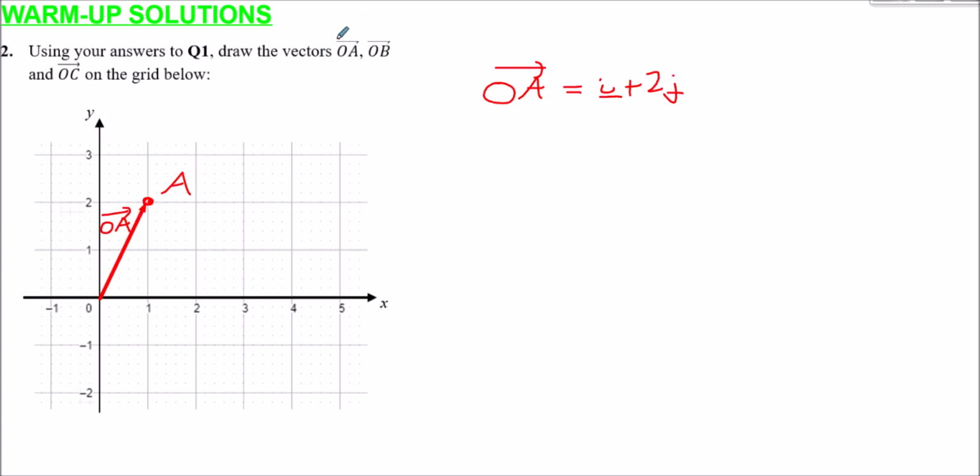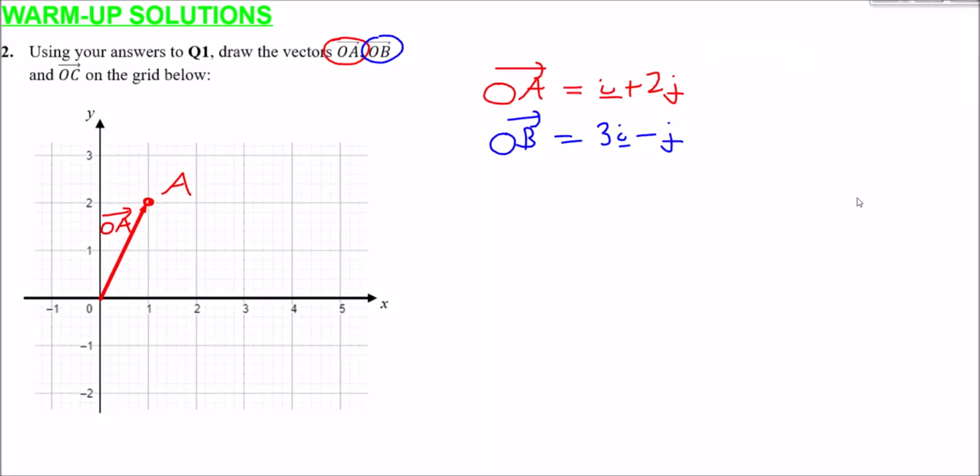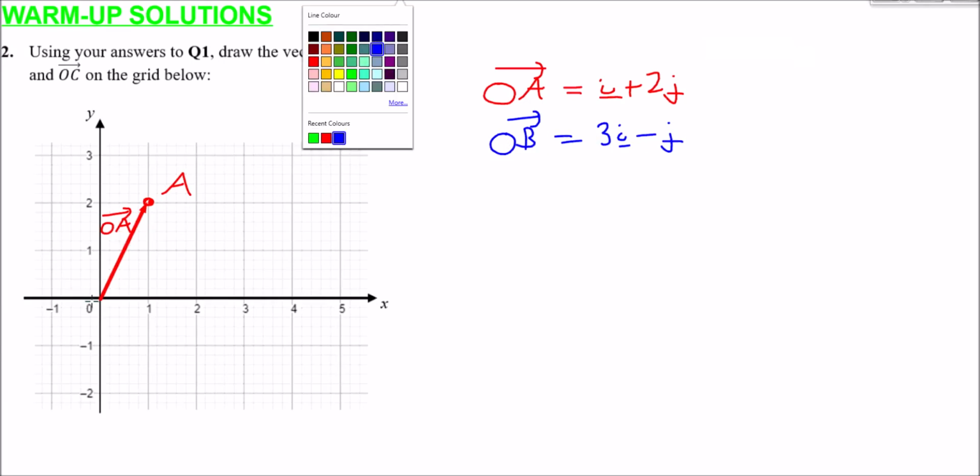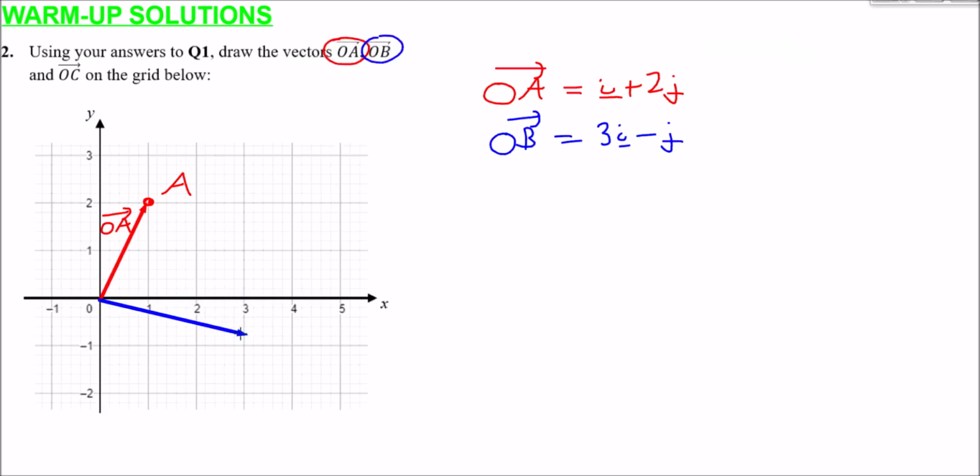In the same way, we can do OB. So from before we had that OB was 3i minus j. So the vector line representing OB will be a straight line starting from the origin, which goes 3 along and 1 down. So 3 along and 1 down. That represents the position vector OB, because B is here, like so, and this is from O to B.